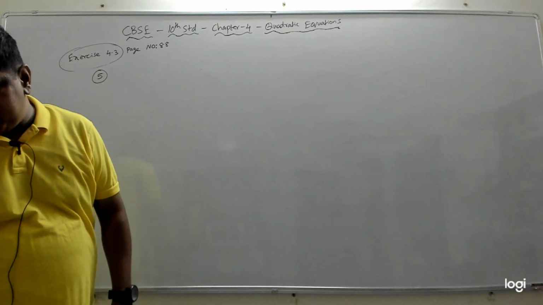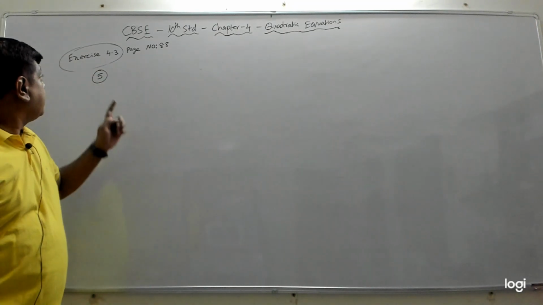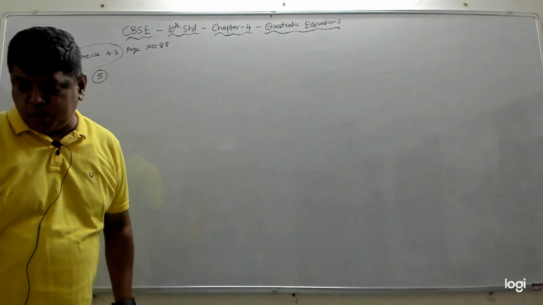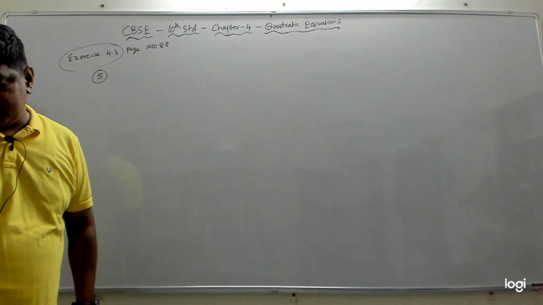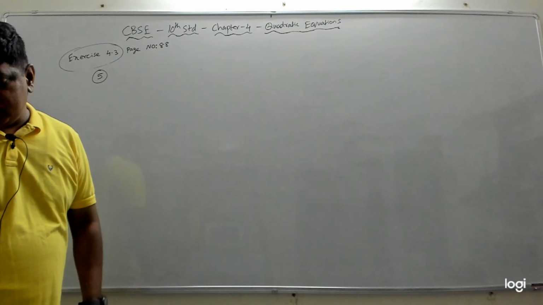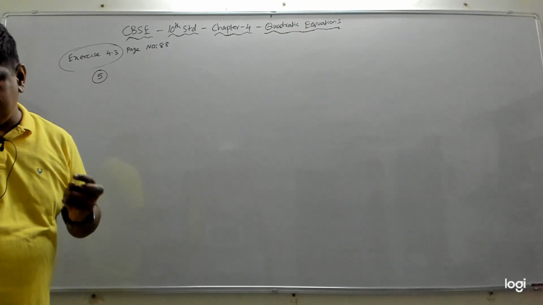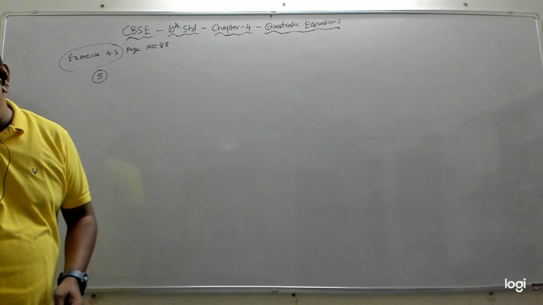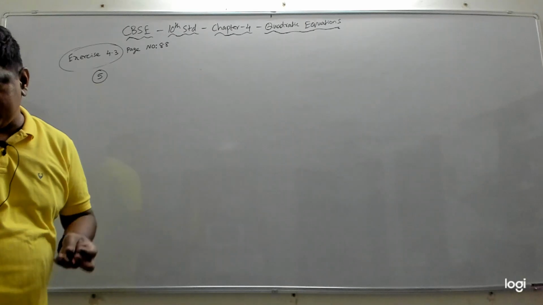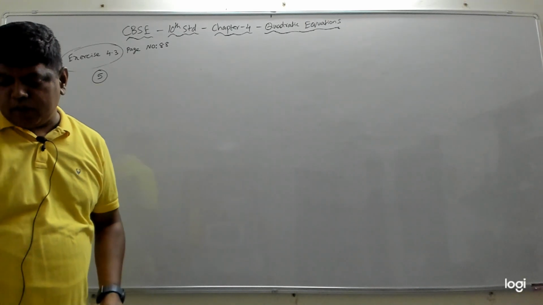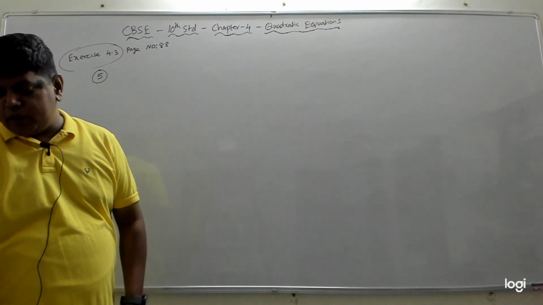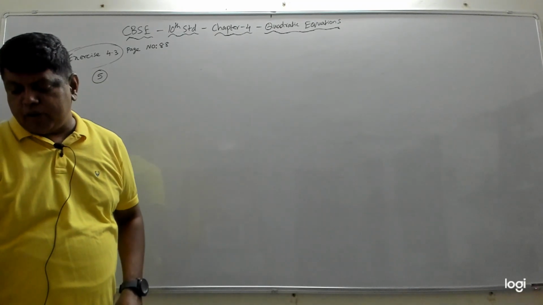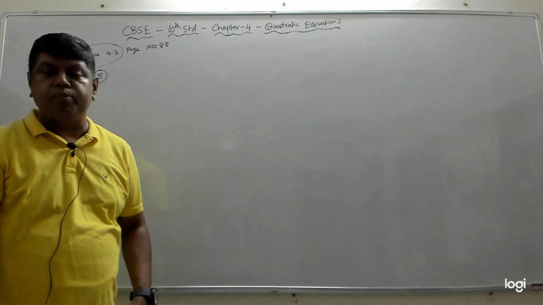The fifth problem says: in a class test, the sum of Shifali's marks in mathematics and English is 30. Had she got 2 marks more in mathematics and 3 marks less in English, the product of the marks would be 210. Find her marks in 2 subjects.